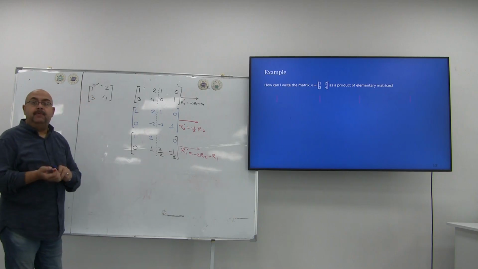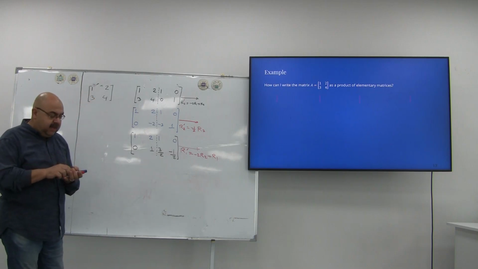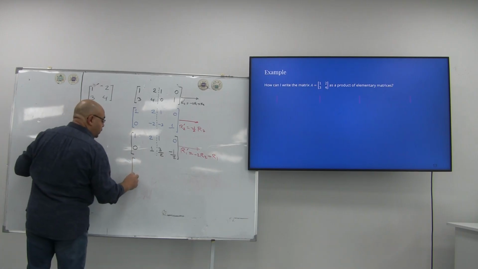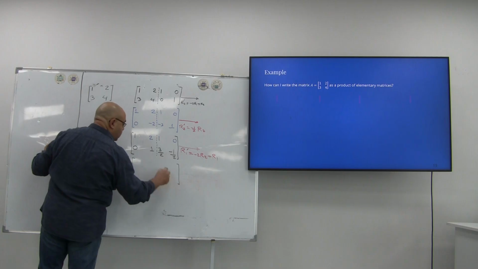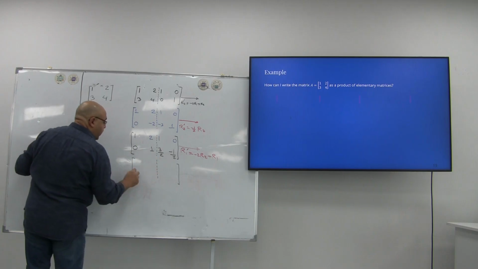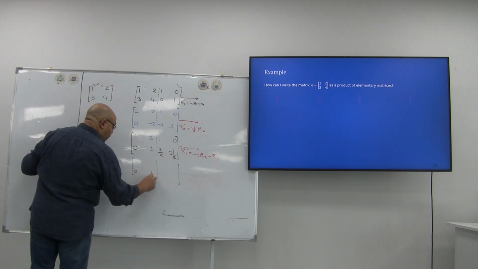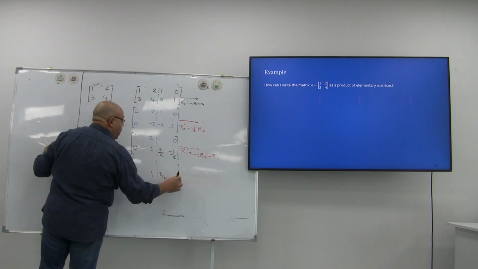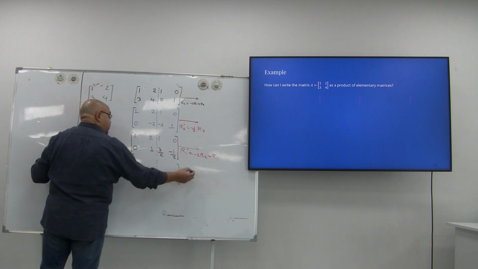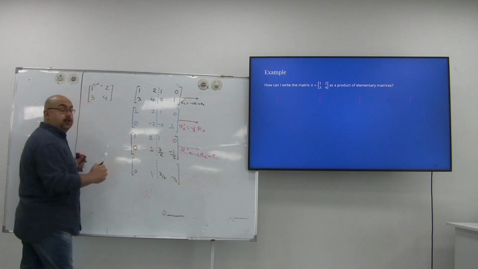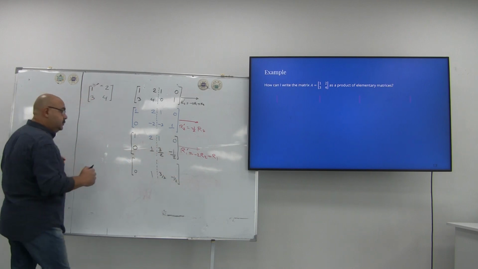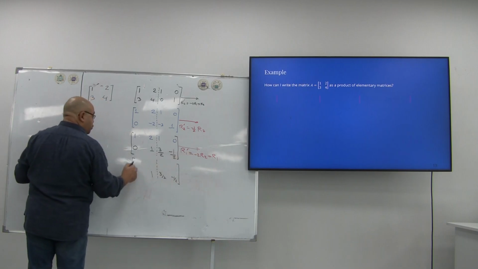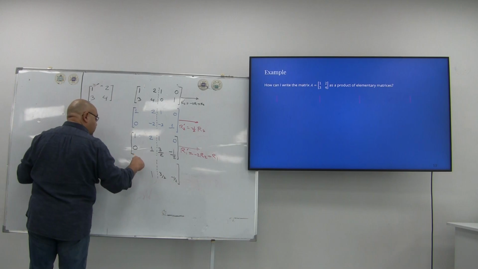Okay, do it with me, Mr. Ziad, step by step, element by element. So I'm not going to change R2. R2 is not going to be changed. It will be 0, 1, 3 over 2, minus half. Then I will multiply all of these elements by negative 2, then add them to the first row. Negative 2 times 0 is 0, plus 1 is going to be 1.